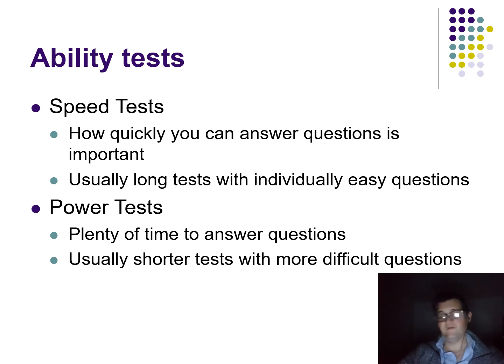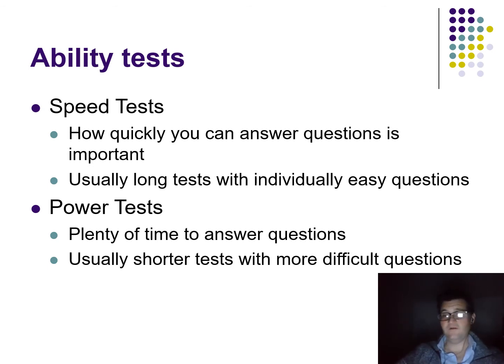So, for instance, probably the most commonly used cognitive ability test for human resources purposes is the Wonderlic Personnel Test, which is currently headquartered in Chicago, Illinois, I believe. But it's a speed test, so there are 50 questions on it, and you have 12 minutes to answer them under normal administration. There are some alternative administrations for other purposes, but that's the primary method. And so how quickly you can answer the questions is important. So they're usually long tests, but the individual questions on them are comparatively easy.